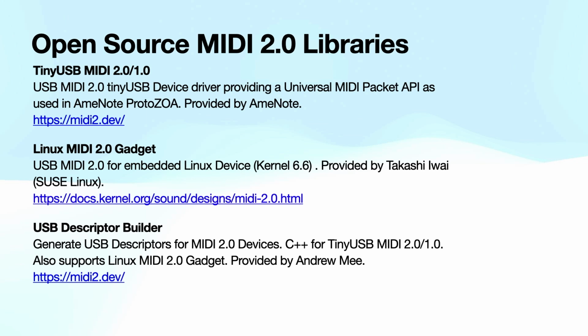In the Linux kernel version 6.6, you can find the Linux MIDI 2.0 gadget, which provides USB MIDI 2.0 functionality for embedded Linux devices. The USB descriptor builder here generates device descriptors for a USB MIDI 1.0 and MIDI 2.0 device. In addition to the descriptors, it also generates the constants which are used in the TinyUSB MIDI library from the Protozoa, as well as properties for the Linux MIDI 2.0 gadget.